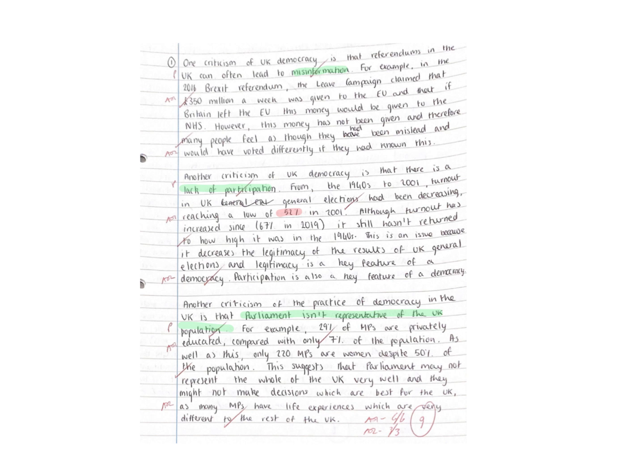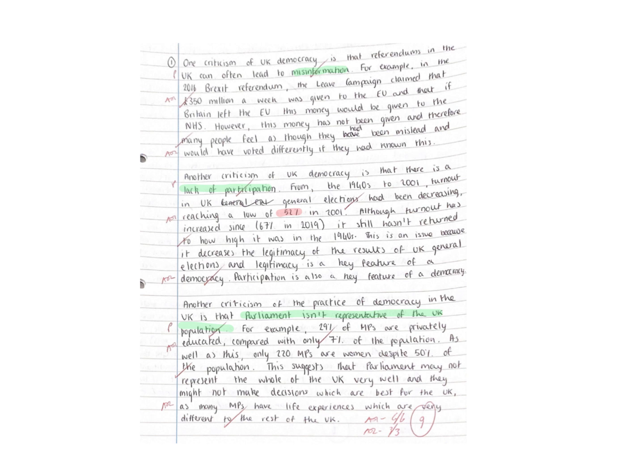So we can see there we've got 2 examples that suggest that turnout has been low and is getting better in recent years, but it isn't as high as it was in the post-war period. This is an issue because when I see sentences like that, that tells me that you're going to go on and analyse, because you're explaining what the knowledge shows: it decreases the legitimacy of results, and that is a key feature of our democracy. So good analytical comment there.